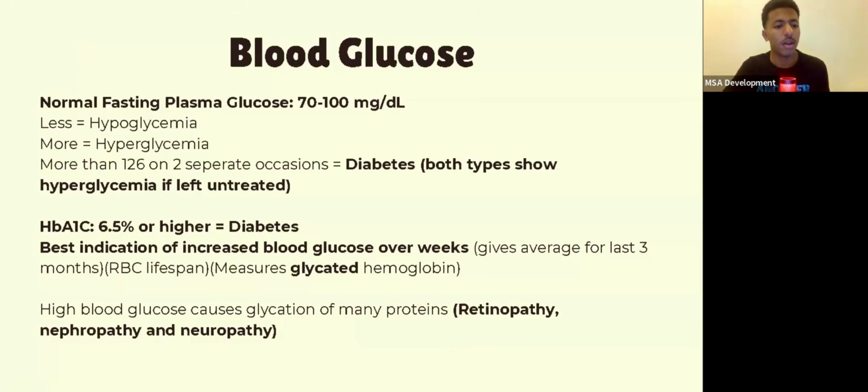Now, if you have more than 126 milligrams per deciliter on 2 separate occasions, you're diagnosed with diabetes, okay? Type 1, type 2, that's not our concern. You're diagnosed with diabetes. And so from this, we can learn that if diabetes is not treated, you're going to have hyperglycemia.